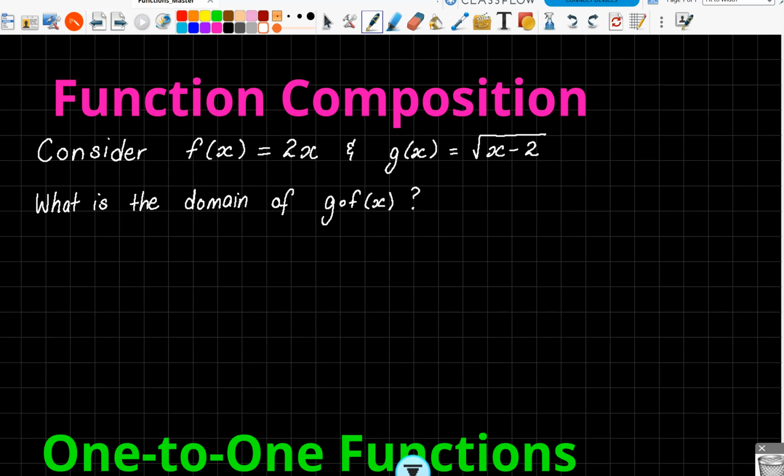And I asked you, what is the domain of g of f of x? So can we find that for starters? Pretty simple. So what would you do? First things first, I want to find g of f of x. So what would you do?